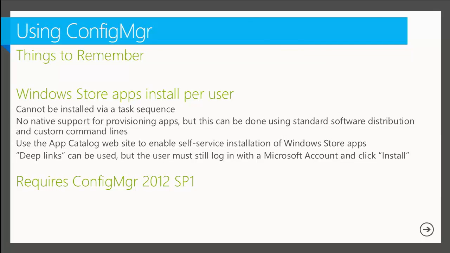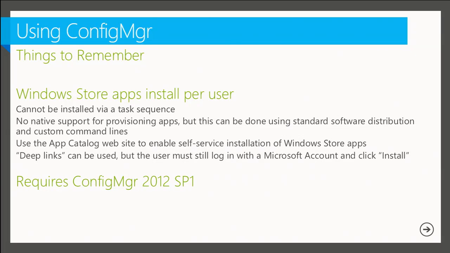But Configuration Manager really wants to encourage you more into this user-driven scenario where the user can use the software catalog to request the apps themselves rather than trying to provision them into the operating system. If you wanted to provision them into the OS, you can certainly do that, but the idea would be to try to use the app catalog to enable self-service wherever you can. You can use deep links. You just will still need to log in with a Microsoft account and click Install.